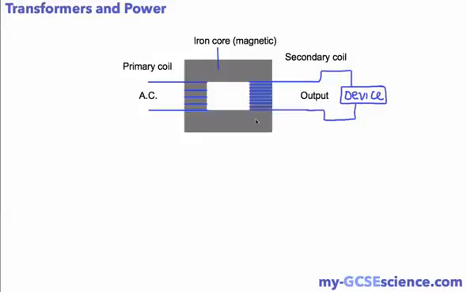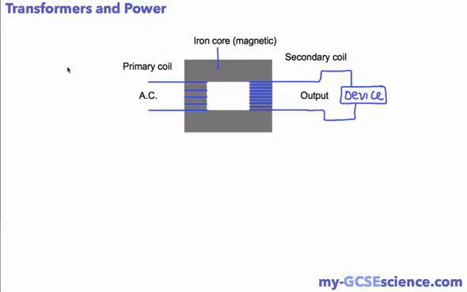And we can do some calculations based on the number of coils and the potential difference on each side, and we can do some working out based on that. We've done that before, but what we're going to look at today is the idea of the power that's on the two sides of the transformer.